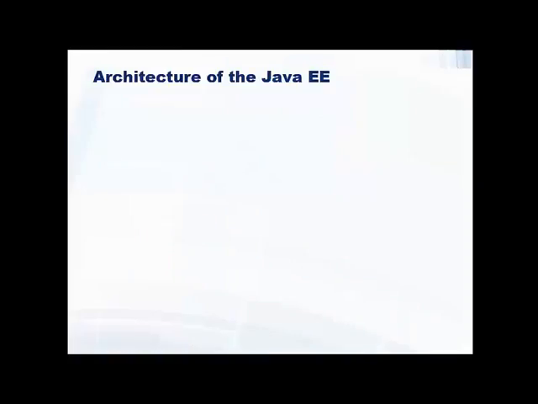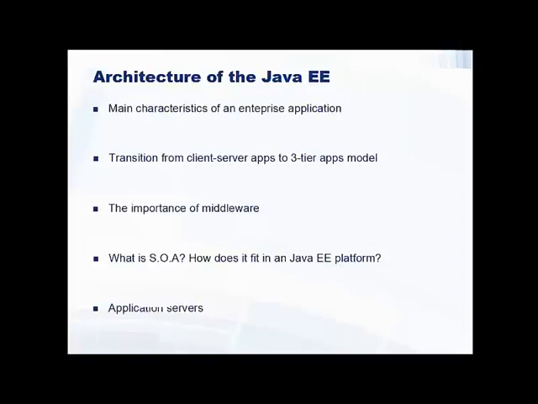Our session agenda has 5 important aspects. The first one is represented by the main characteristics of an enterprise application. The second one is the transition from client-server applications to three-tier application model. The third one is the importance of middleware. The fourth one is what is SOA and how does it fit in a Java Enterprise Edition platform. And the last one is represented by application servers.